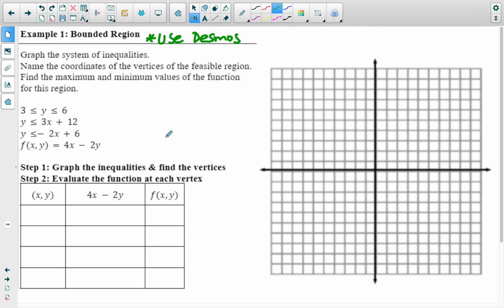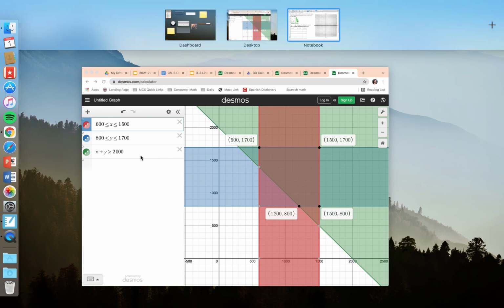So plug in just the inequalities to Desmos. You notice how you have 1, 2, and 3 inequalities, but then down here, that is the function that's going to be maximized or minimized. So we're not going to plug that one into Desmos because Desmos only graphs in 2 dimensions, and this is actually a 3-dimensional figure. So let's take a look at Desmos, see what this looks like.